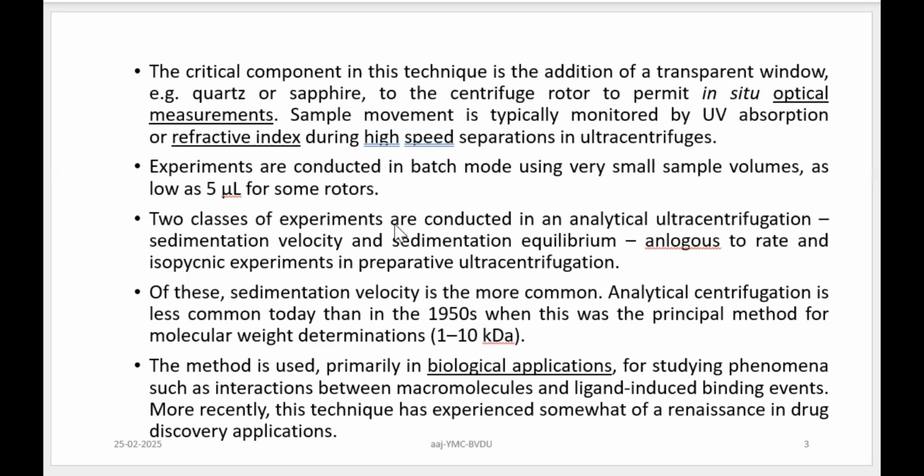Say, for example, when any biological molecule is going to interact with another molecule, like substrate enzyme interaction, protein protein interaction, DNA protein interactions, etc. So, interaction between macromolecules or ligand induced binding events, right, in enzymes or in any metabolic processes.